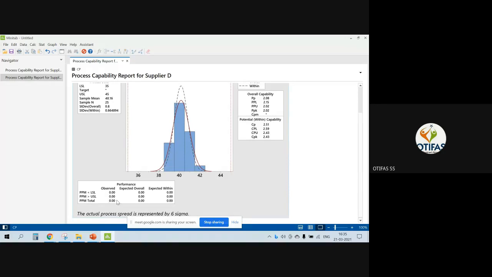Now see the PPM. What is the PPM? Zero. With this kind of process, I can say I am sure that they are not going to produce any defects. So I can blindly select this supplier because I am confident that the product coming from this supplier will not have defects, so defects will not come to me either. So the OEM is satisfied. Okay, so this is all about process capabilities.